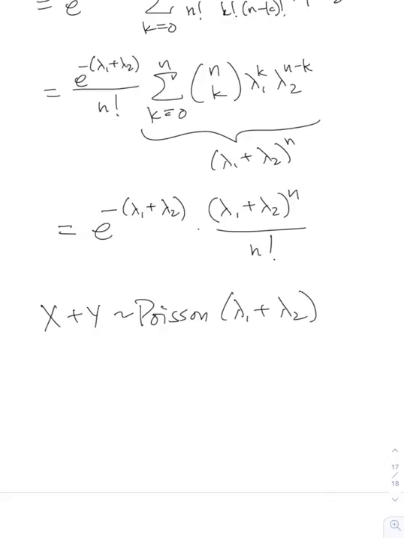So what this example shows is that the sum of independent Poisson random variables is a Poisson random variable. And the parameter of the sum is the sum of the parameters.